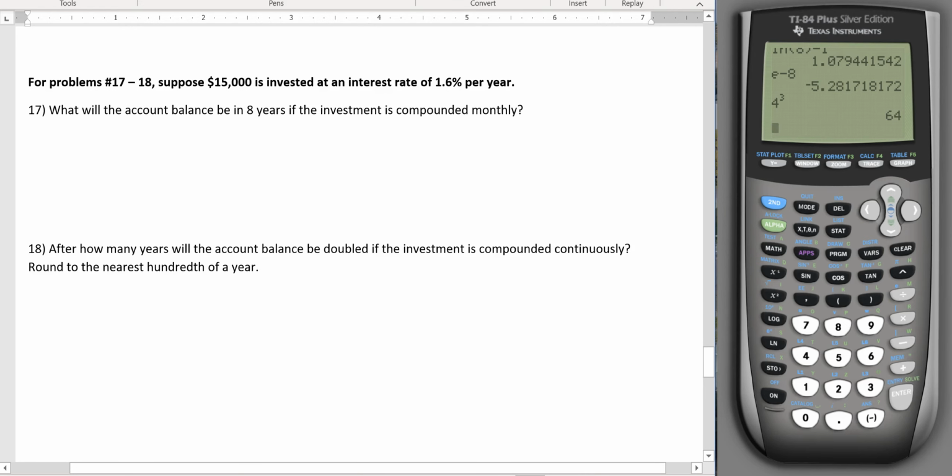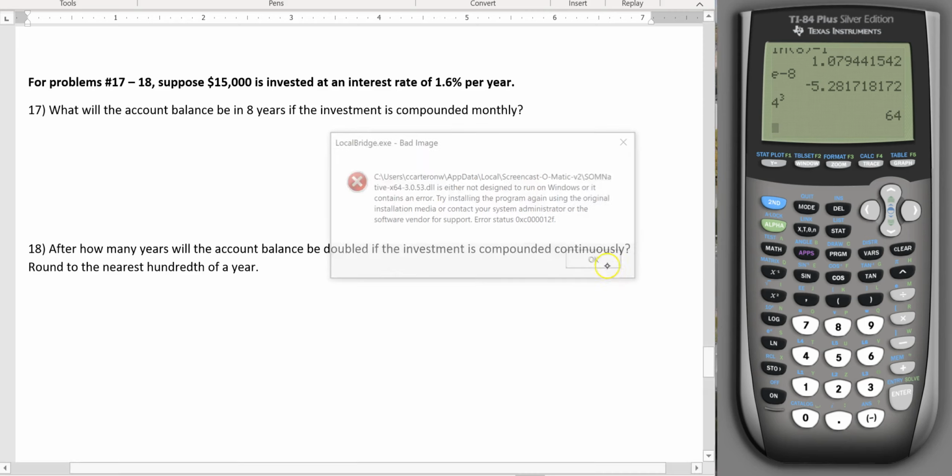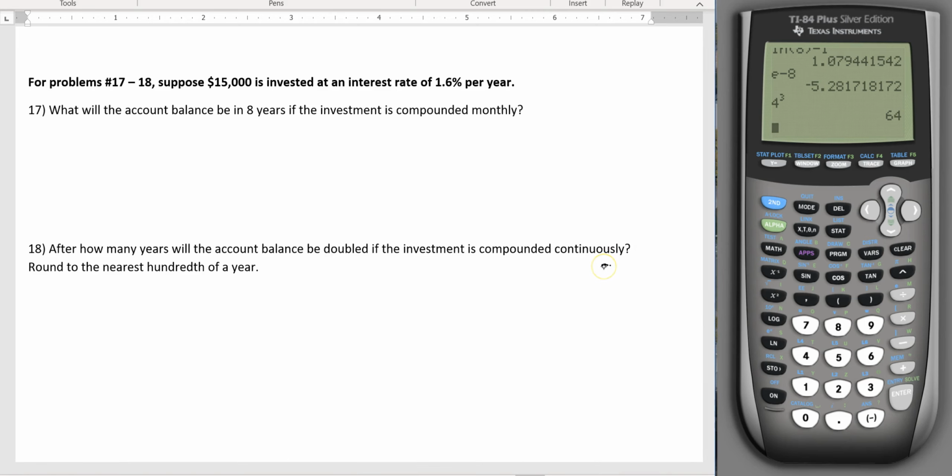17 and 18. Okay, for 17 and 18, it tells us suppose 15,000 is invested at an interest rate. No, not again. All right, just click it a bunch of times and it'll go away. There you go. Weird. Hopefully this is working. We'll find out, I guess.